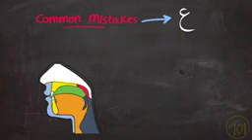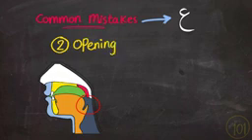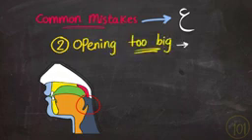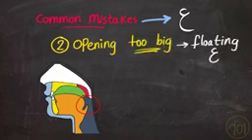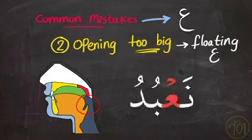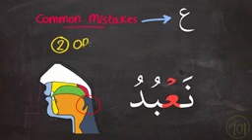The second mistake is leaving too big an opening between the wall of your throat and the epiglottis, producing what we call in tajweed a floating ayn, which sounds like this: na'budu. So this ayn is closer to an alif rather than an actual ayn, and this should also be avoided. These two mistakes are mostly made by beginners, but with more exercise, you can get there insha'Allah.